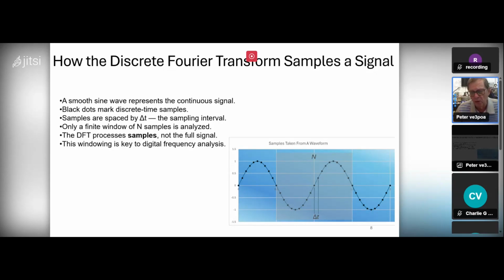And because we analyze only a chunk of data at a time, the results the DFT tells us about the frequency content within that window. And understanding this limitation is important. And it's why techniques like windowing and zero padding exist in signal processing.